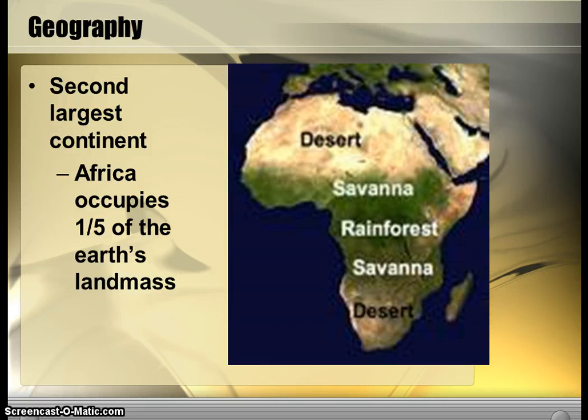It's been a long time since we've talked specifically about civilizations in Africa, since we talked about Egypt at the beginning of the year and Carthage in our Rome unit. So let's talk a little bit about the environment of the African continent. Africa occupies 1/5 of the Earth's landmass, and most of the continent is divided up into three types of environment.